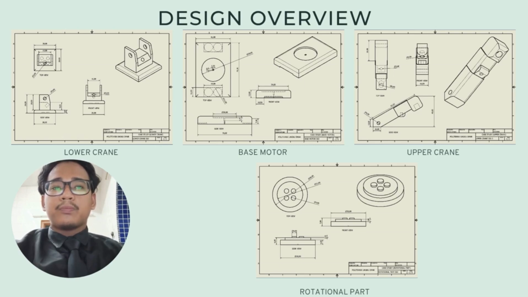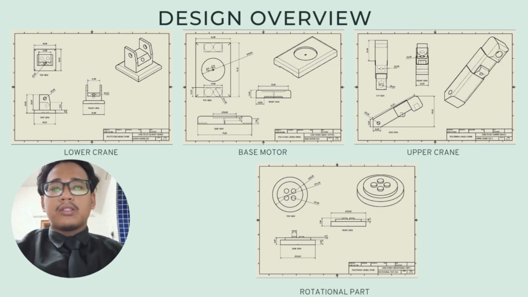Moving to the base motor, this part supports the motor installation. The design includes a central hole for shaft placement and additional holes for mounting screws. The flat base ensures stability, while the raised section helps position the motor properly. This component plays a key role in transferring motion to the crane system.